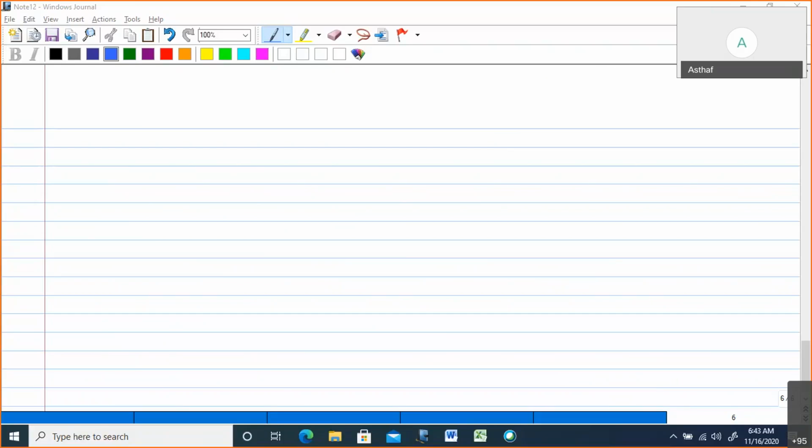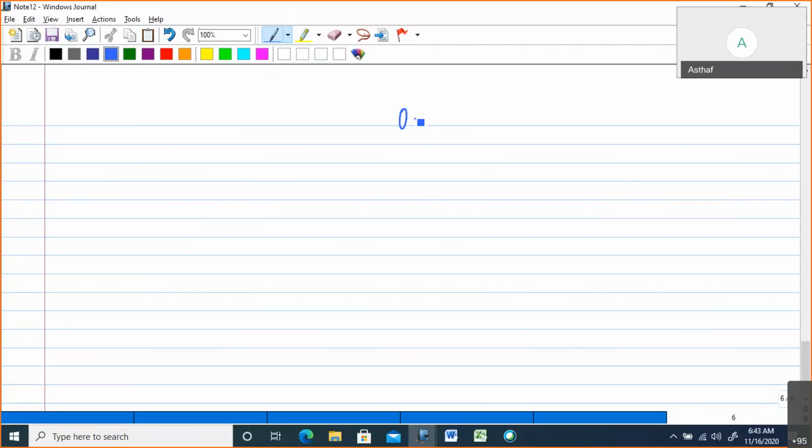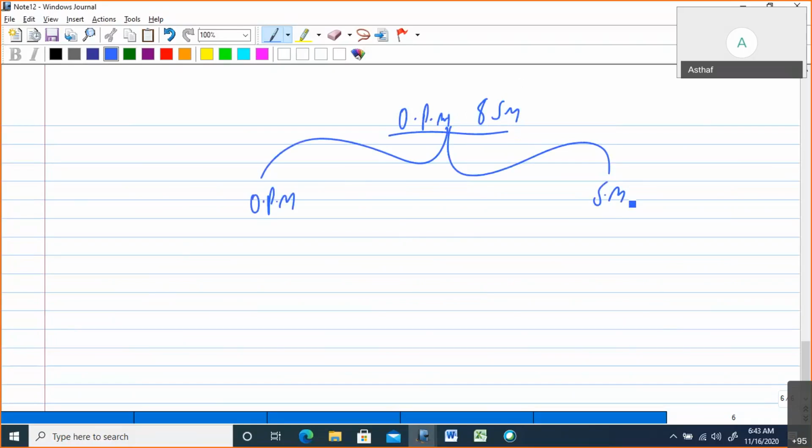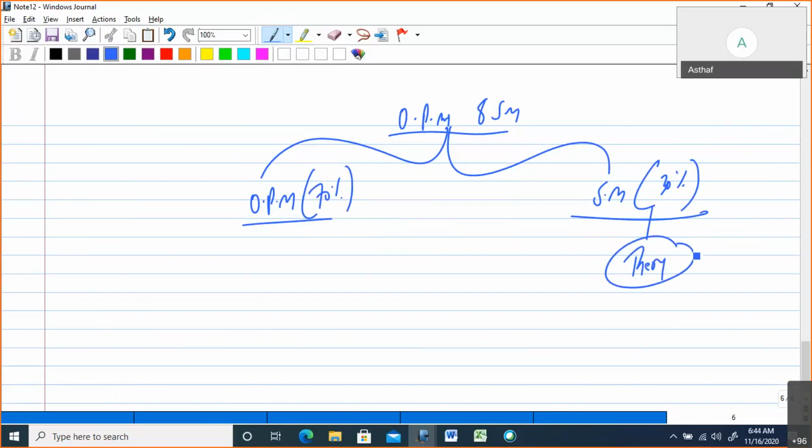So now, how will our approach for the session be? See, we can split into 2 parts: operational management and strategic management. The strategic management, as you know, is very clear, 30% of the area, whereas operational management is 70% of the area. This 30% area is full of theory.